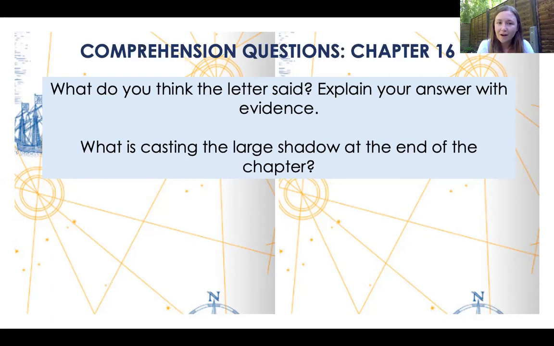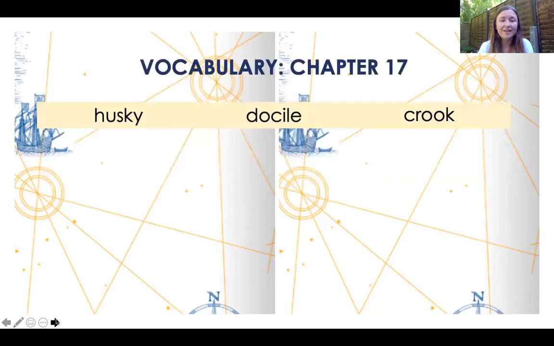Her reaction was very unfavourable to it. Based on what you know of the governor so far, what do you think might be inside it? And why do you think Lupe reacts in that way? What would you do if you read that letter? And then what is casting the large shadow at the end of the chapter, and how do you think the girls feel about it?